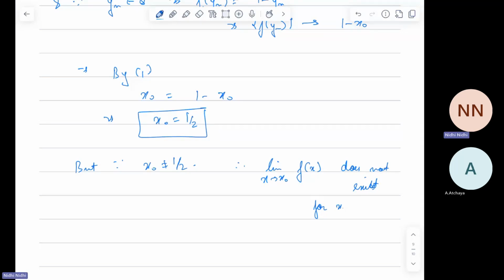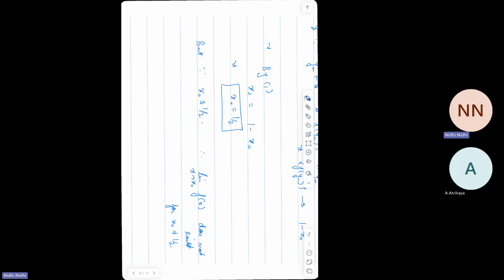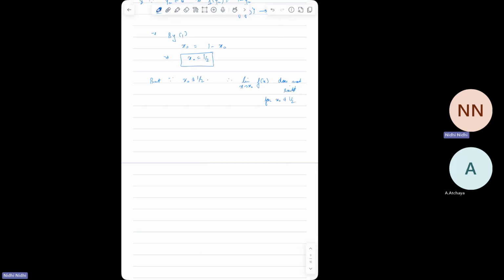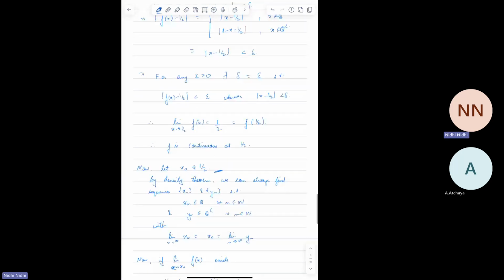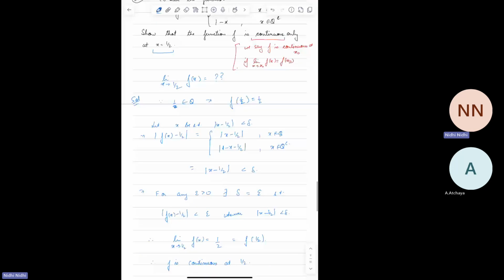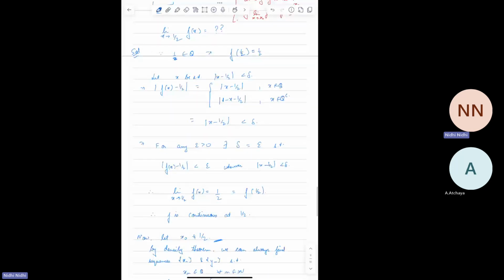for x naught not equal to 1 by 2. I hope this solution was fine. I would like you to go through this solution once again, and if you have any doubt you can ask. Yeah, this is still 1 by 2, the limit is 1 by 2, that was clear. What happens for the case x naught not equal to 1 by 2?